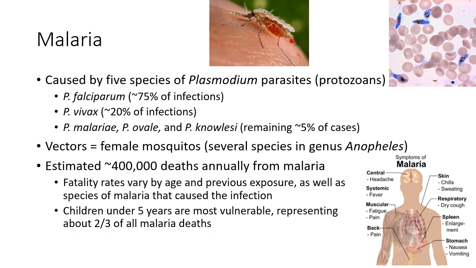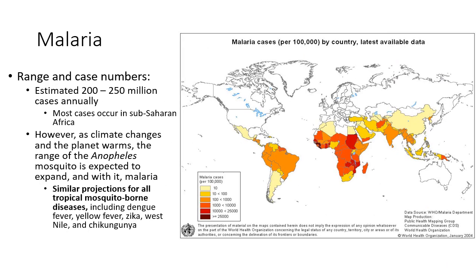And the fatality rates vary by age and previous exposure. If you've been exposed before and survived that initial infection, then you're going to be more likely to recover from any subsequent infections. Plus, there are different species of the Plasmodium parasite with different mortality rates, which we don't really need to go over. The Anopheles mosquito that transmits malaria is a tropical mosquito. So you notice that malaria is confined to the tropics. There used to be cases of malaria in the southern United States. So if you read old literature like from the 1800s, you'll see that malaria cases occurred in the Gulf states, Florida, and in the southern United States.